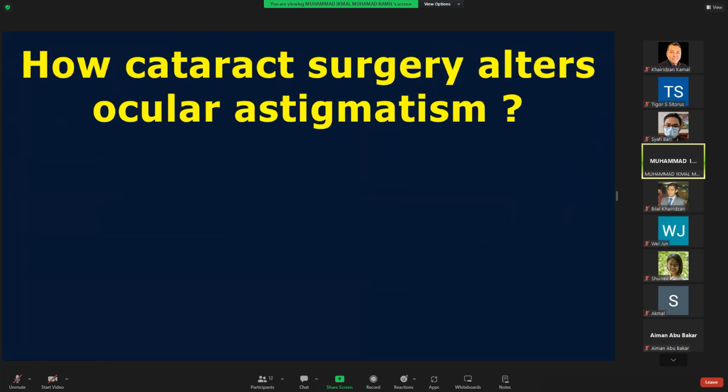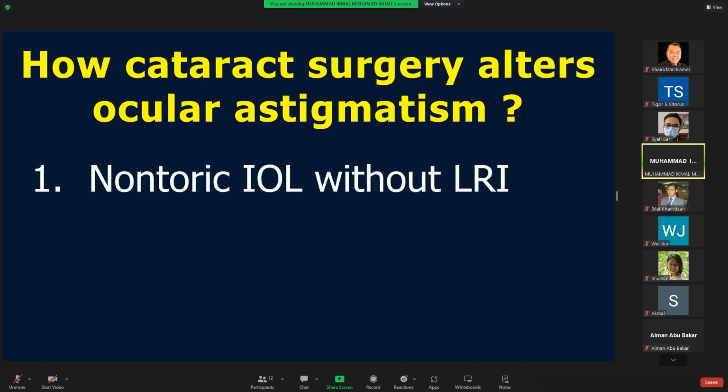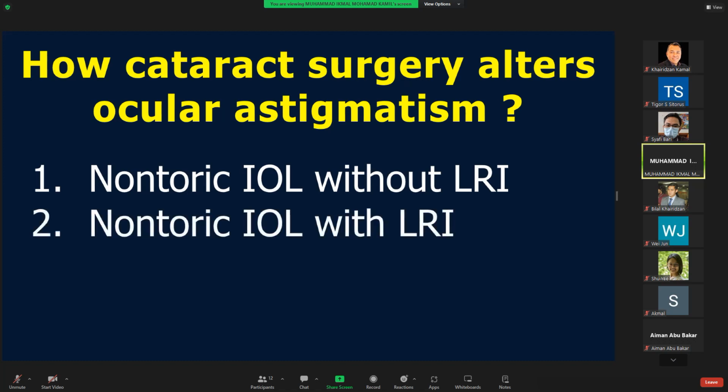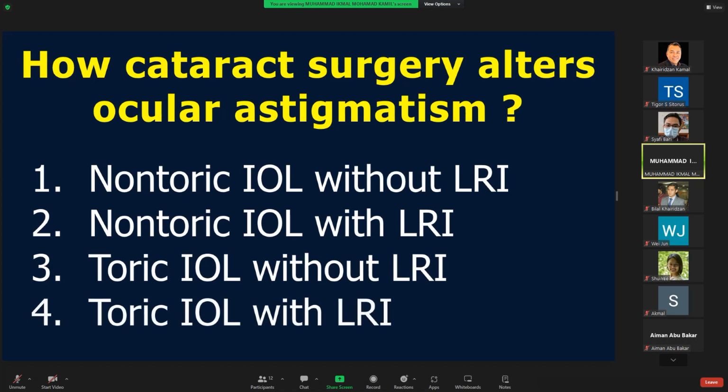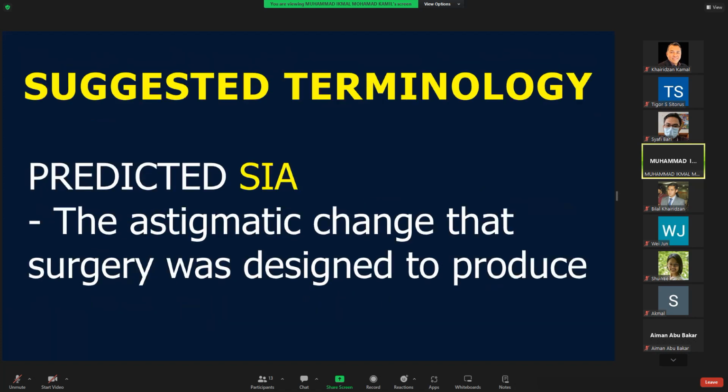So how actually does cataract surgery alter the ocular astigmatism? First one is non-toric IOL without LRI can cause ocular astigmatism. Non-toric IOL with LRI also leads to changes in corneal and ocular astigmatism. Toric IOL without LRI, toric IOL with limbal relaxing incision. So before we go further, we need to know certain terminology.